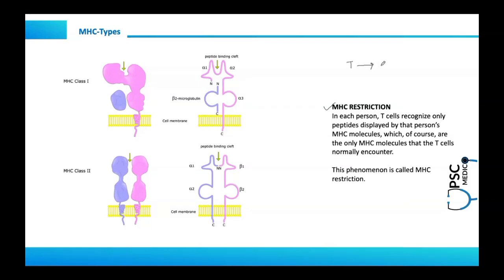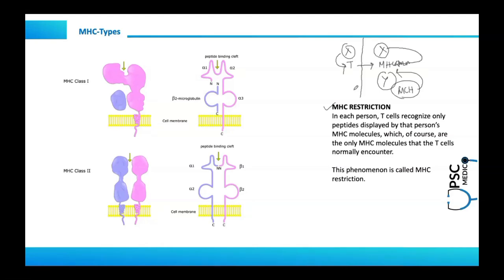So this is what happens. So what is MHC restriction then? In each person, the T cells of our body recognize only peptides which are displayed by that person's MHC molecules. If there is a person X, and this is the T cell of person X, it will only detect the peptide presented by the MHC molecule of person X. It will not detect the peptide presented by the MHC molecule of person Y. So this is MHC restriction. It's a simple thing.